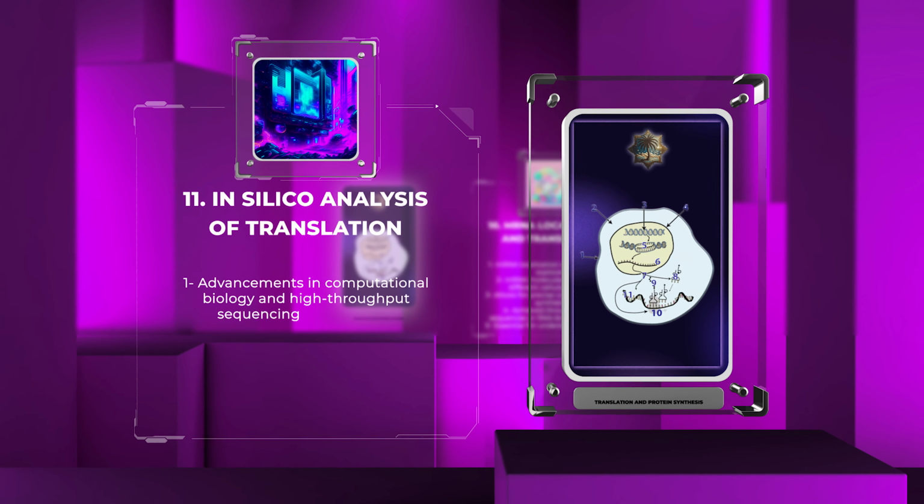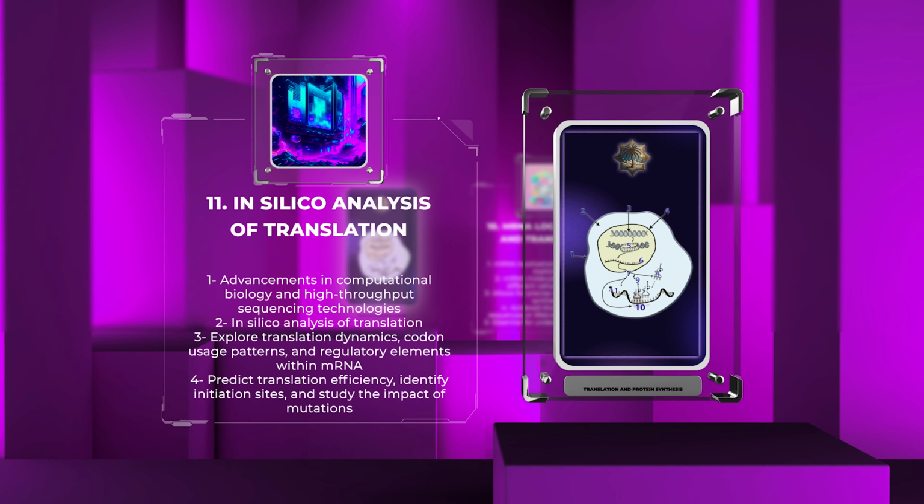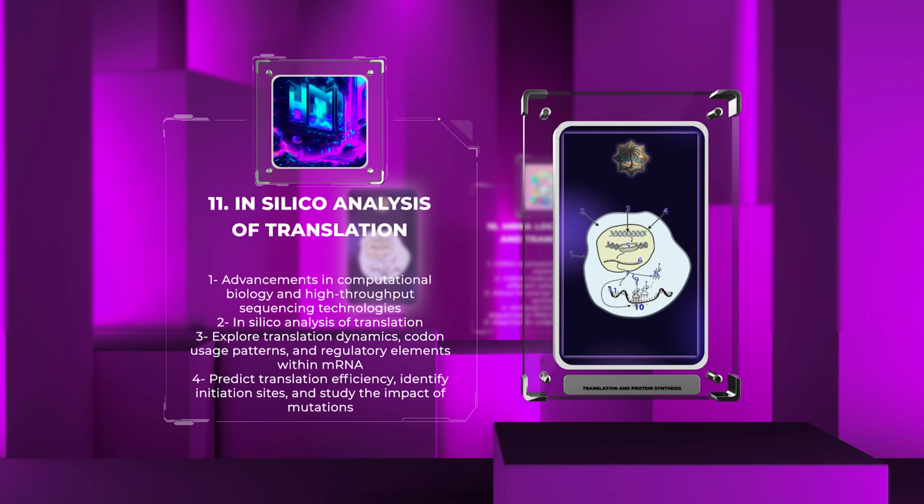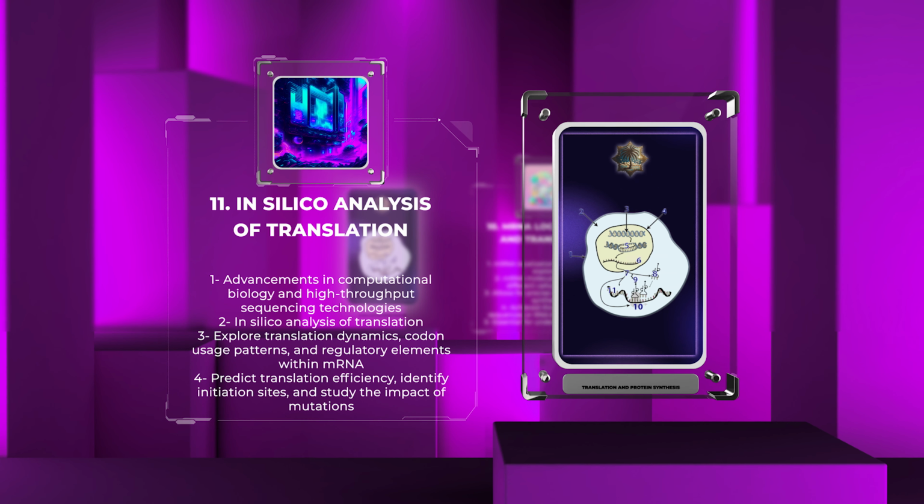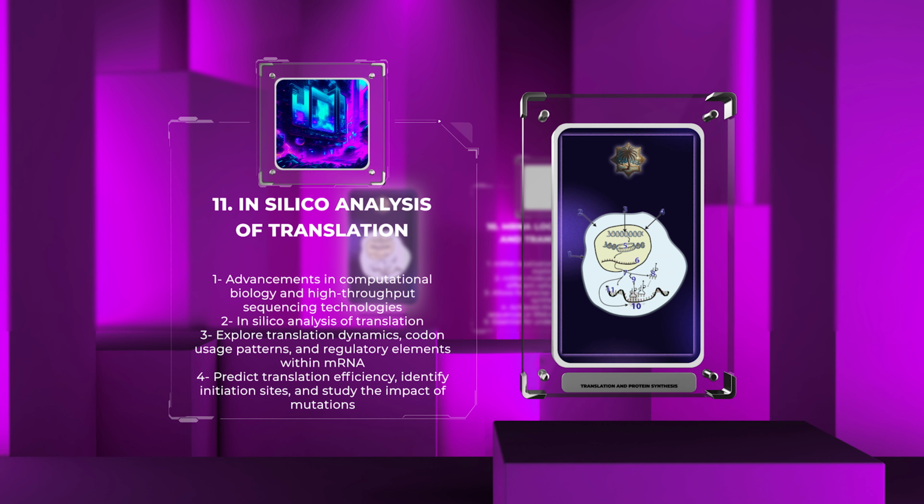Advancements in computational biology and high-throughput sequencing technologies have facilitated the in silico analysis of translation. Researchers can now analyze large-scale datasets to explore translation dynamics, codon usage patterns, and identify regulatory elements within mRNA molecules. Computational tools and algorithms have been developed to predict translation efficiency, identify translation initiation sites, and study the impact of mutations on protein synthesis. In silico analysis of translation complements experimental approaches, providing a comprehensive understanding of translation regulation and dynamics.